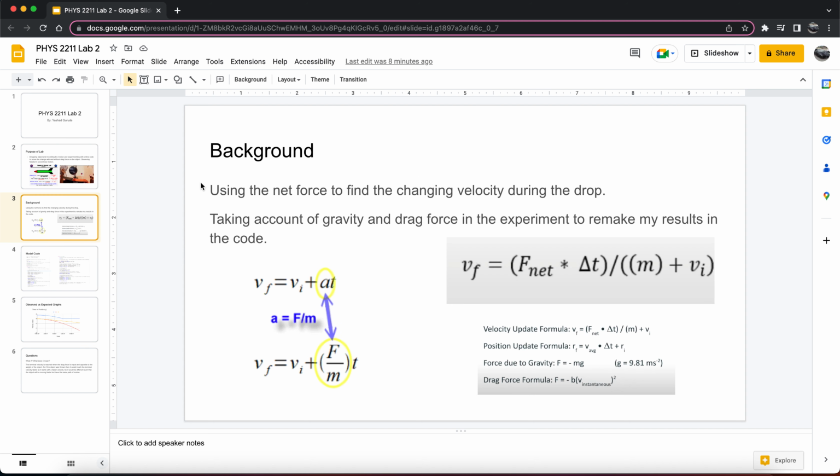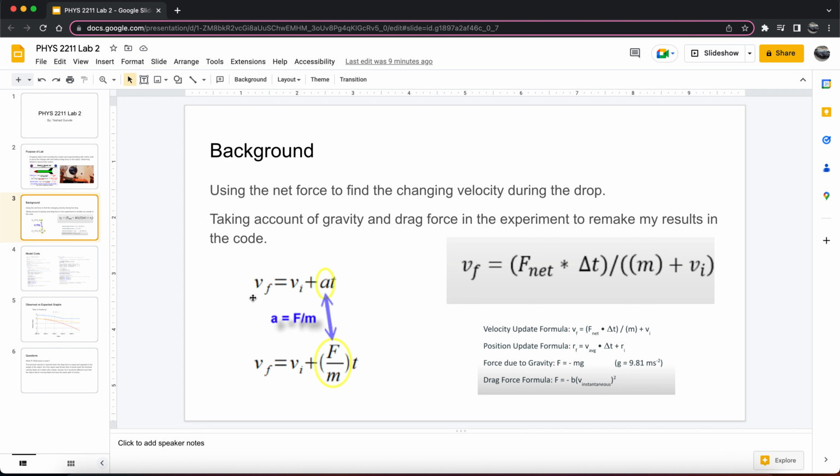Next, the background: using the net force to find the changing velocity during the drop, and also taking account of gravity and drag force in the experiment to remake my results in the code. So I had to make sure I included gravity in the code when I was remaking the frames and the position, so that it would be the same as when I did it in the tracker.